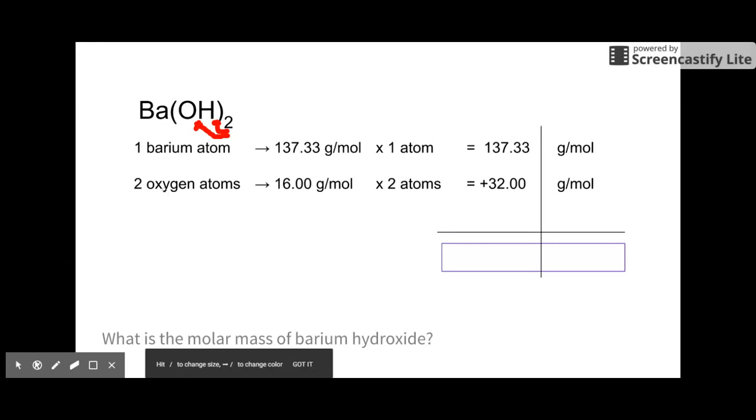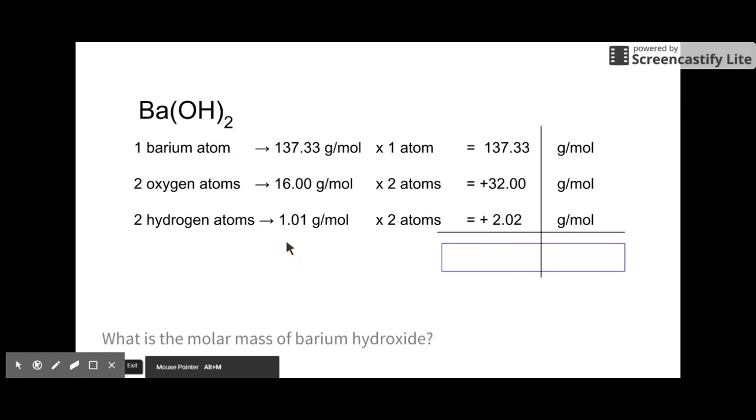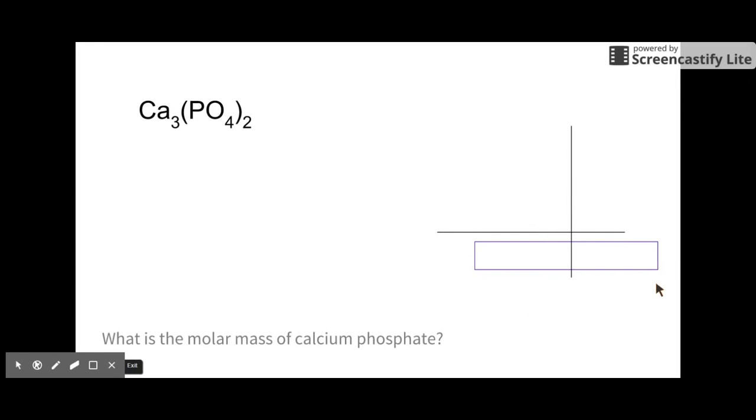So I have 2 oxygen atoms. I'm going to take my molar mass of oxygen from the periodic table, times it by 2, and that gives me 32 grams per mole. Finally, I have 2 hydrogen atoms, also FOILing it in. Each hydrogen atom has 1.01 grams per mole, so I multiply that by 2. That gives me 2.02 grams per mole, which if I add all of these 3 separate molar masses together, I get a total molar mass of my compound of 171.35.